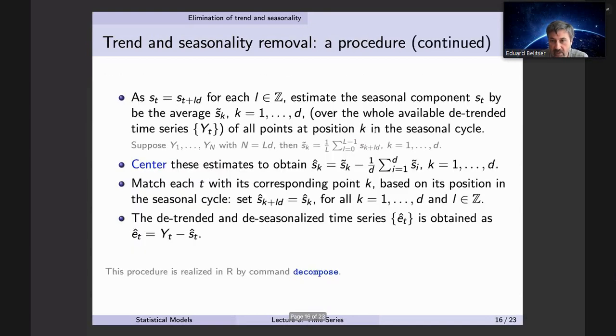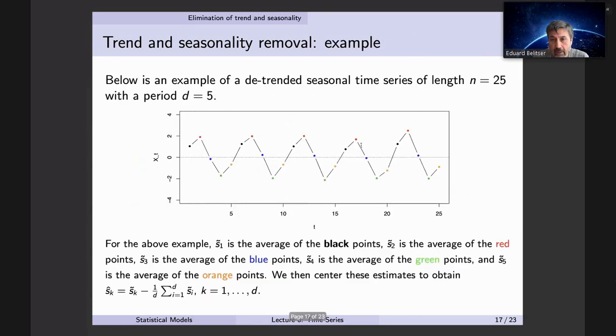That's exactly what I've written here, but I had to put here not S but Y, the time series itself. I will correct that immediately after the lecture. And then we do the same with all blue points, with all green points, and with all orange points. In doing so, we will get S1 tilde, S2 tilde, and so on, S5 tilde.